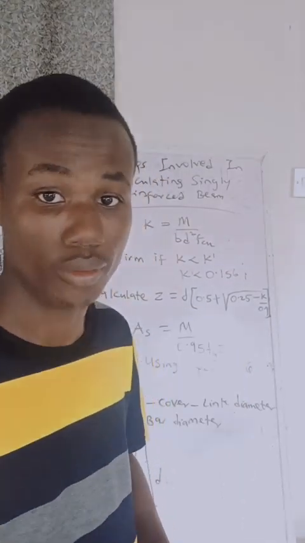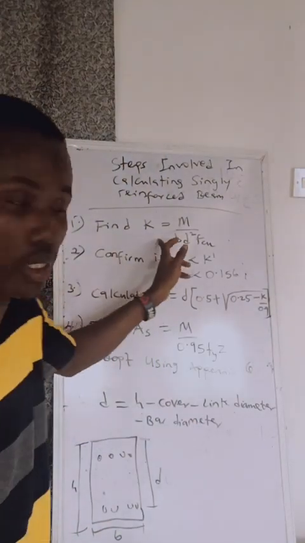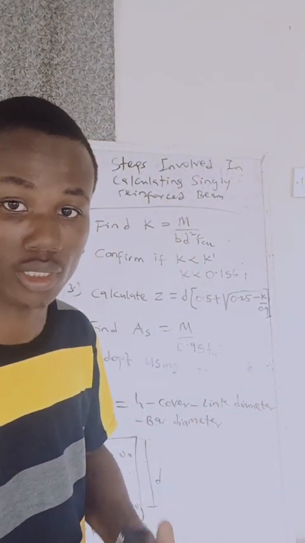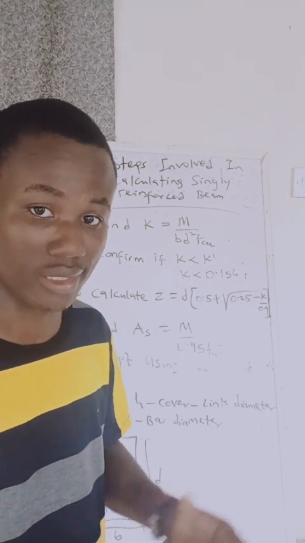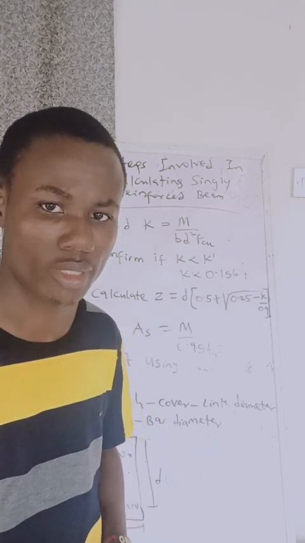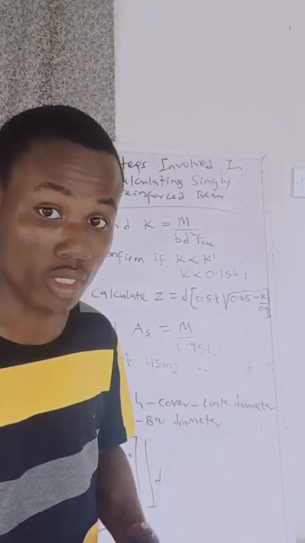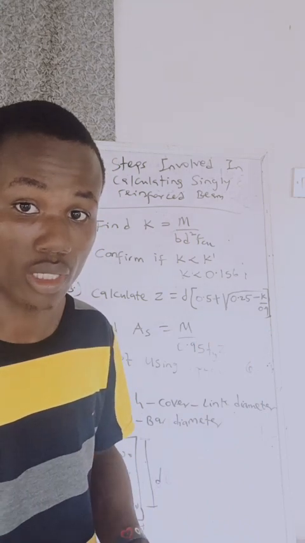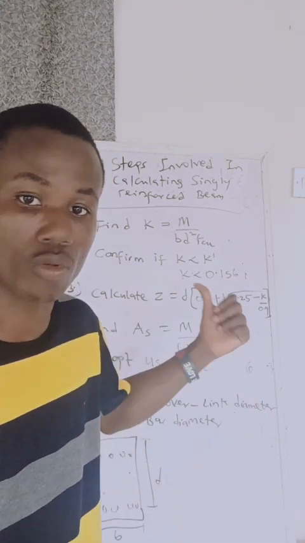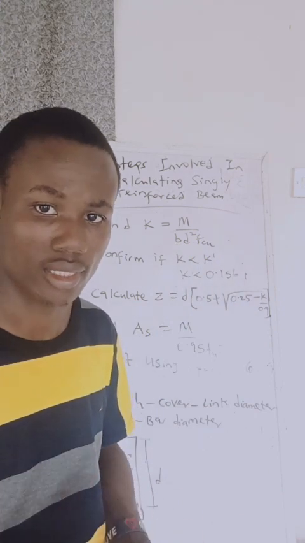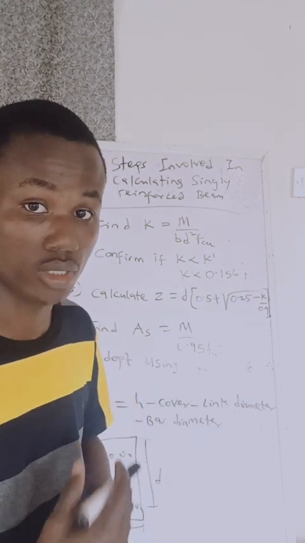So the first step is you find your K. Your K is the K factor, because it is your K that will help you know whether the beam you're working on is a singly reinforced beam or a doubly reinforced beam. There are some questions where they will tell you it is a singly reinforced beam, so you can proceed with this formula. And there are some questions that won't indicate anything, so you have to be able to start from step one to know whether this is a singly or a doubly reinforced beam.